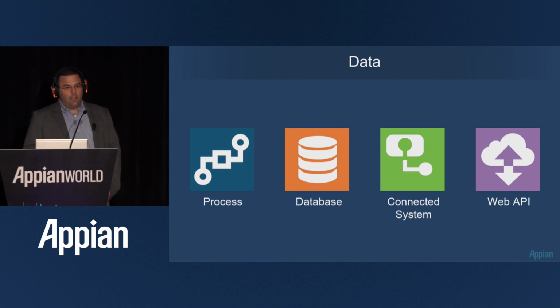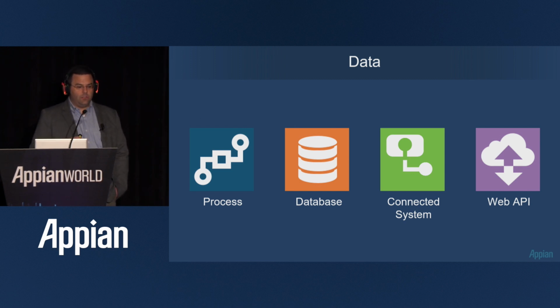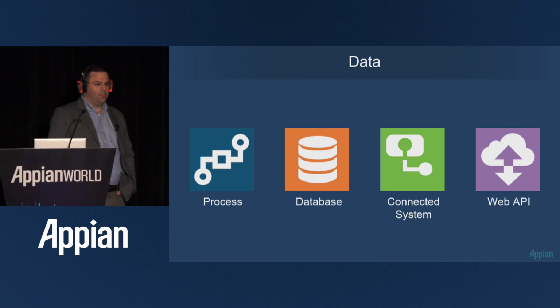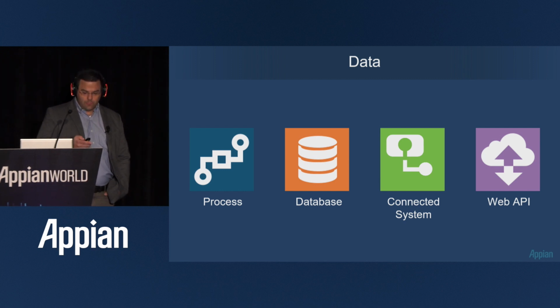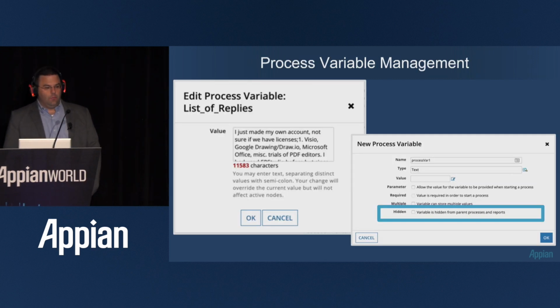Data is not a single concept. Appian is a data-rich tool, I would say. There's a lot of different types of data that we can interact with, and I'm going to talk through tips on each one of these things. Process data, relational database data, integration data, which is like calling a web service or something like that, and then how data impacts Appian's web APIs. First, for process.